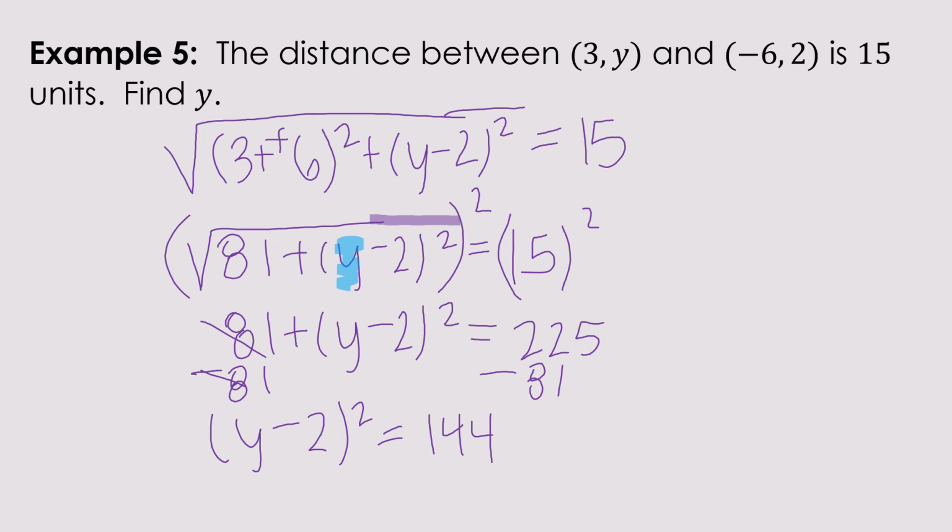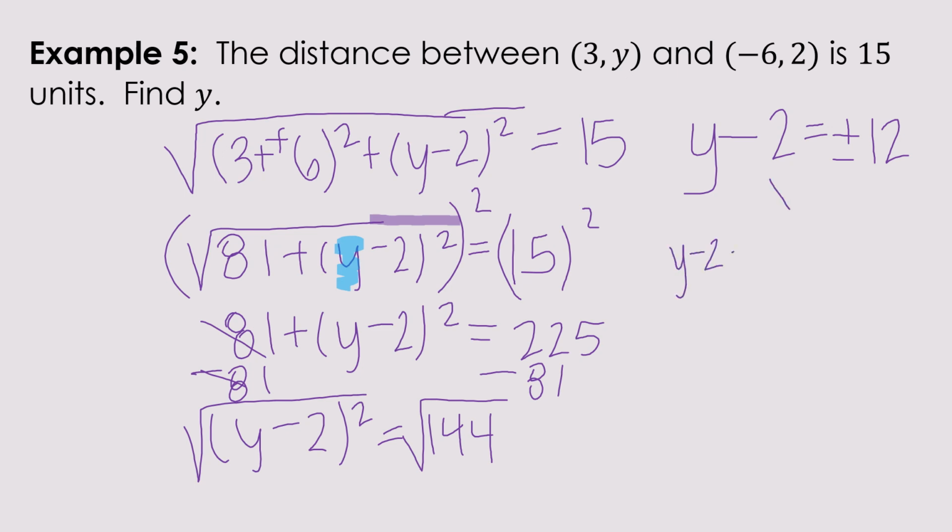So now we're going to get rid of the square by square rooting. And here's where you have to be careful, because most of you are going to say that the square root of 144 is 12. And although you're not necessarily wrong, you're not 100% right either, because it could be positive 12, but it could also be negative 12. So essentially you're looking at two possibilities. It could be y minus 2 equals 12, or y minus 2 equals negative 12.